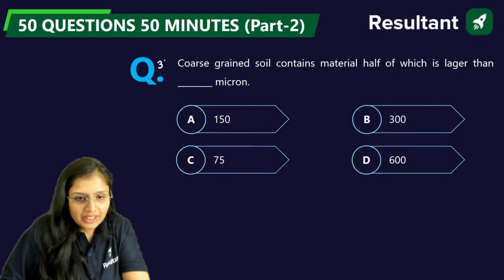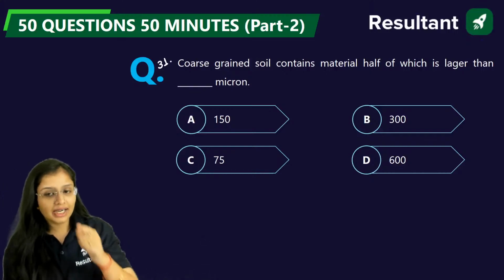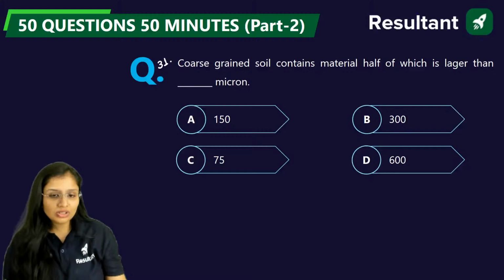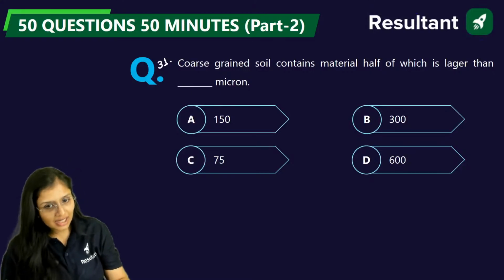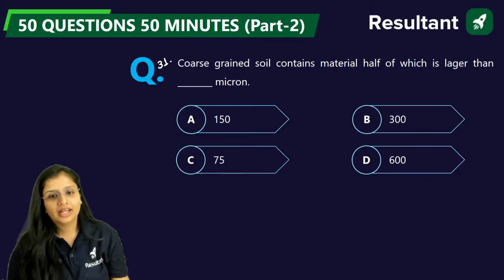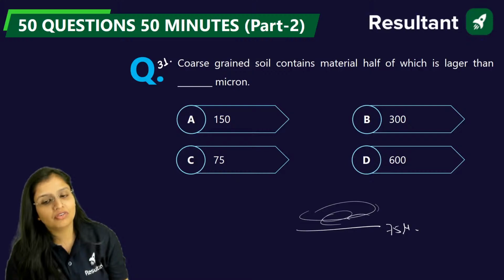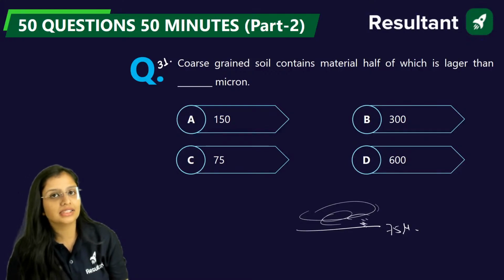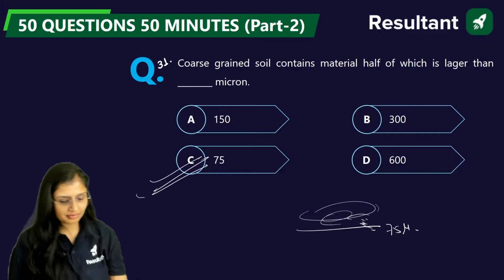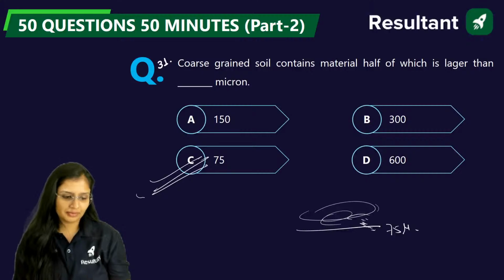Question number 31. Again, the database thing came into picture. Coarse grain soil contains material half of which is larger than. अगर आप sieve analysis करते हो तो कब पता चलता है this is a coarse grain soil? When you pass it through a 75 micron sieve and more than half of it is retained, here you call it as a coarse grain soil. So 75 micron. तो पता ही होगा. This was a very basic one. I guess you know it.